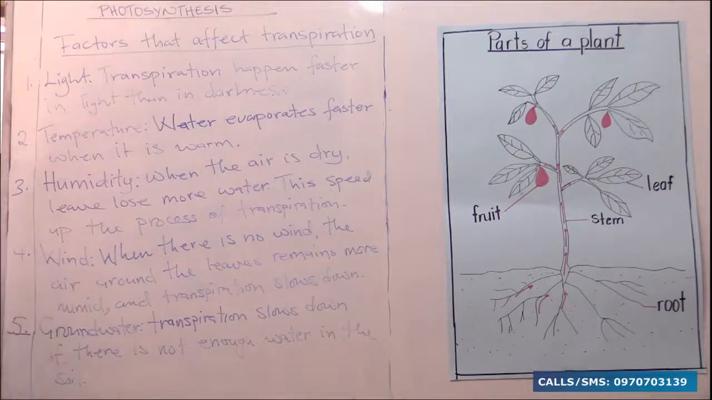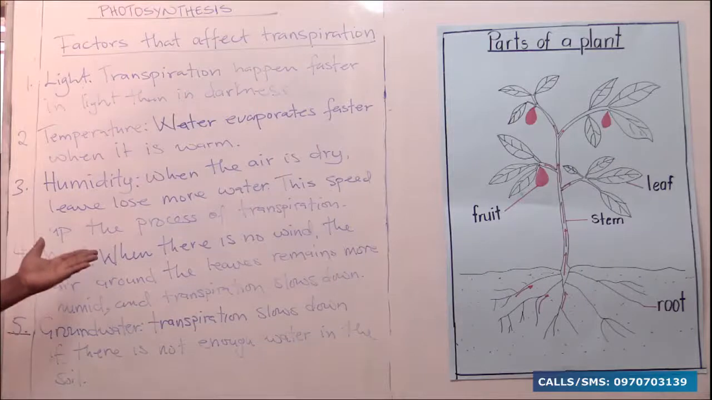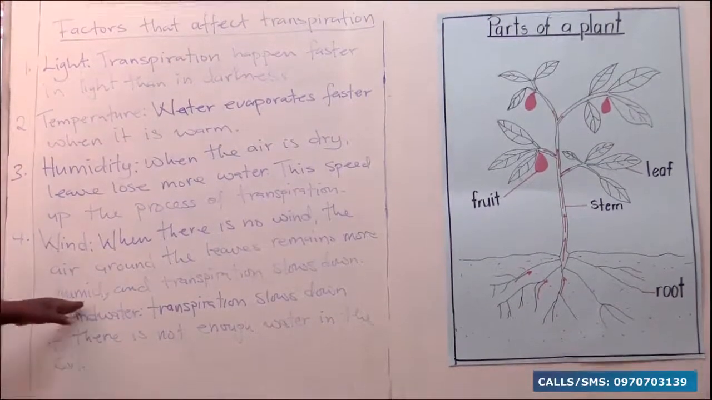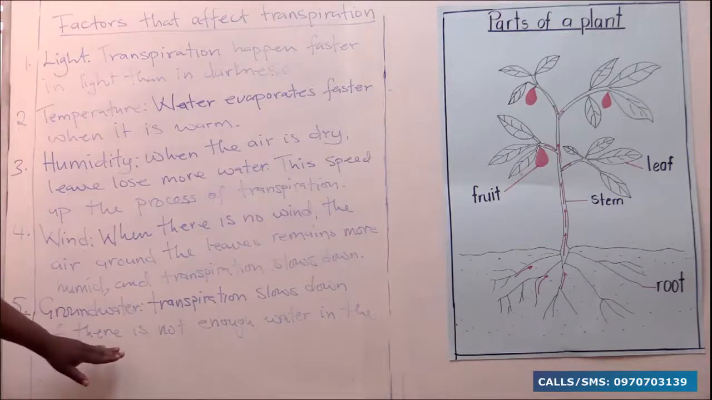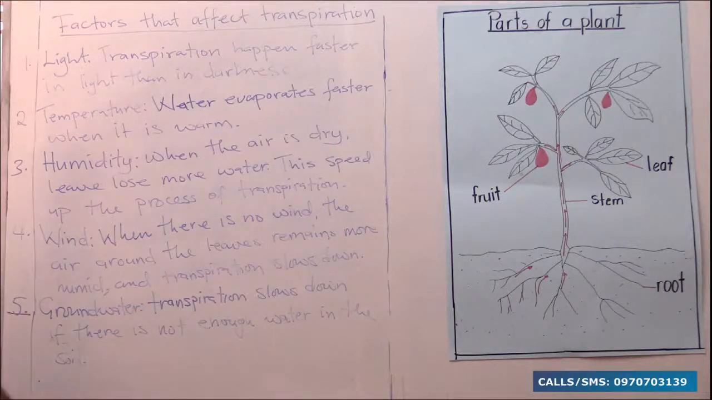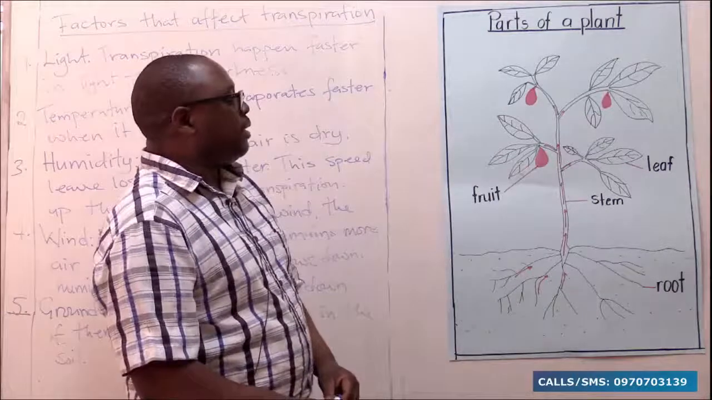So if the leaves are losing more water, the process of transpiration is faster. Then wind: if there is no wind, the air around the leaves remains more humid, and transpiration slows down. And the last factor we looked at is soil water: if there is not enough, transpiration slows down.